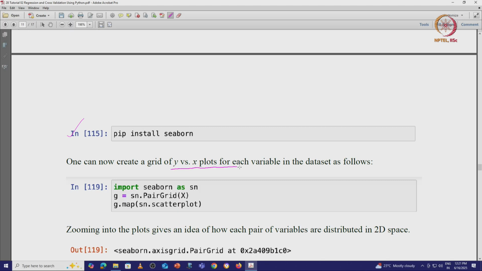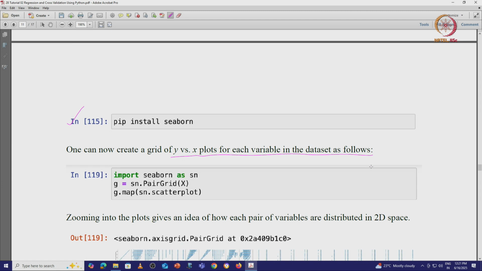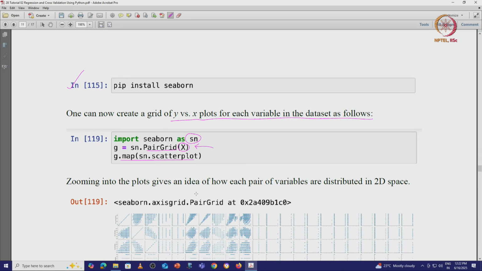Once you have the Seaborn package, you can very easily create a scatter plot of y versus x for each variable in the data set. Our data set had 22 features and 2 target variables, and you can create a y versus x plot for each of these. It can be arranged in a grid, and that is done with the following command. You import Seaborn as sn, that is the name I have given here, and then using this PairGrid function, using the X matrix, you can get the scatter plots, and then you can plot them using this command.